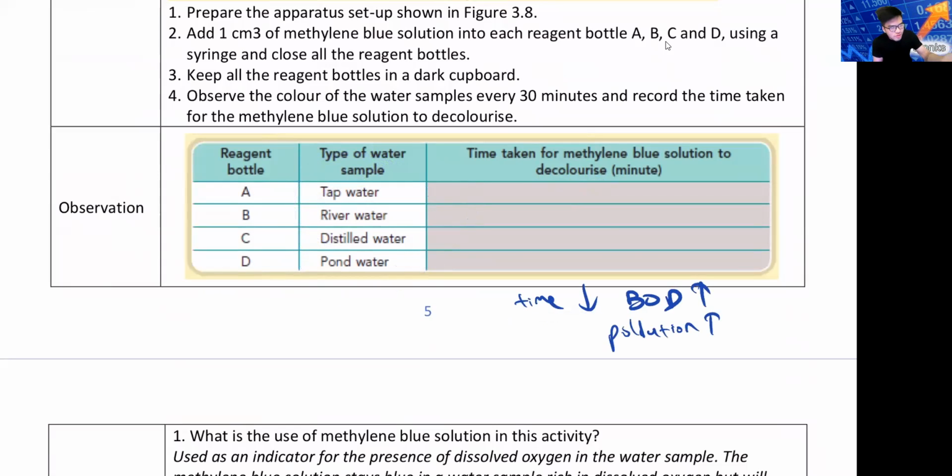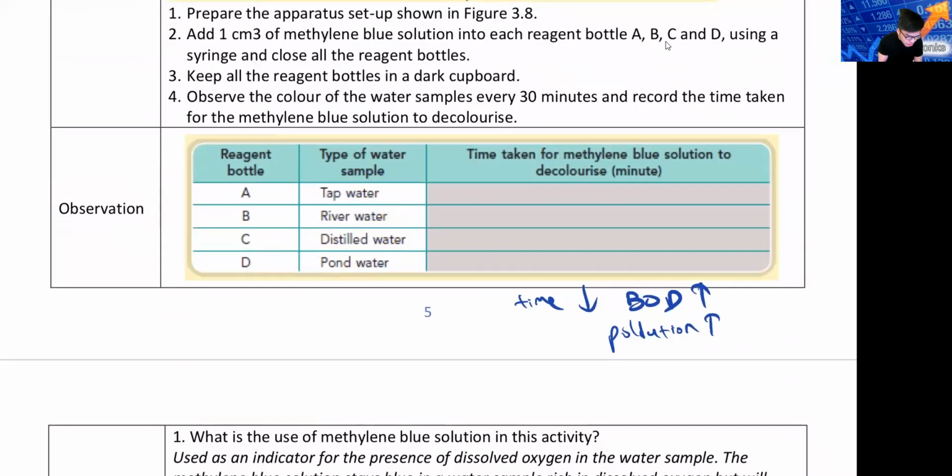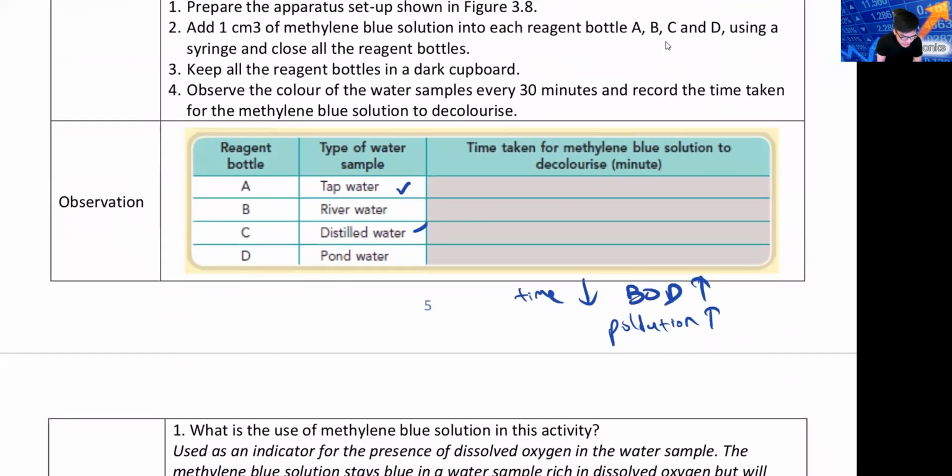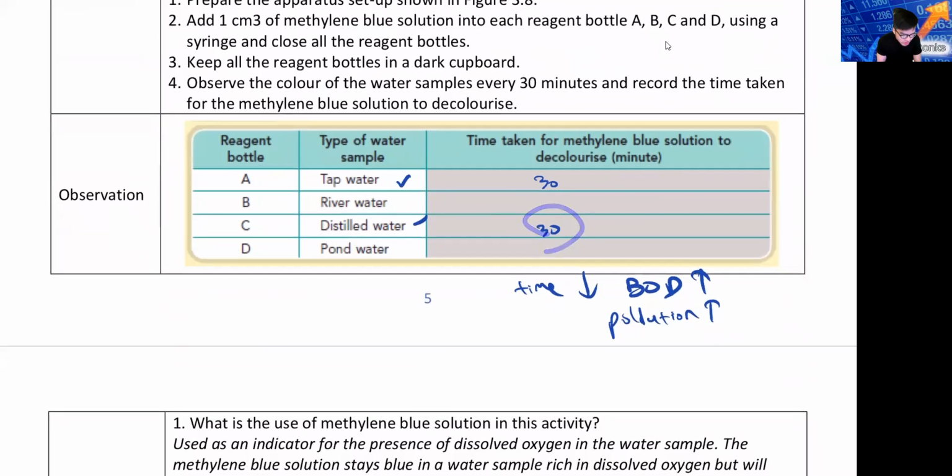Okay, so let's look at our example. How many water we have here? We have tap water, river water, distilled water, pond water. So these two water, your tap water and distilled water, should decolorize in like 30 minutes, which is very long. Why? Because your tap water and your distilled water should be clean. Your tap water has chlorine when you open your tap. You know this, right? It's just like your swimming pool lah. Your swimming pool has chlorine. Your distilled water got no chlorine lah, but they are still clean. So these two clean water, they decolorize the methylene blue in a very long time. That means they are not polluted.